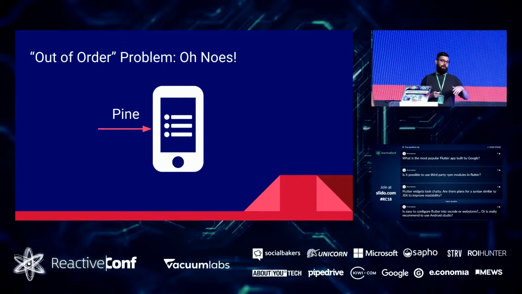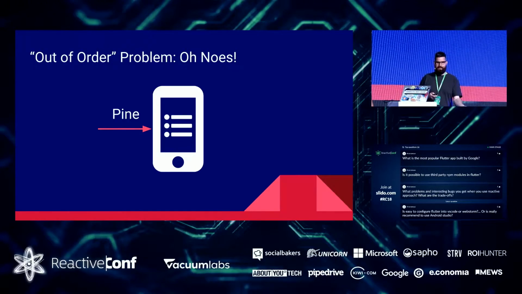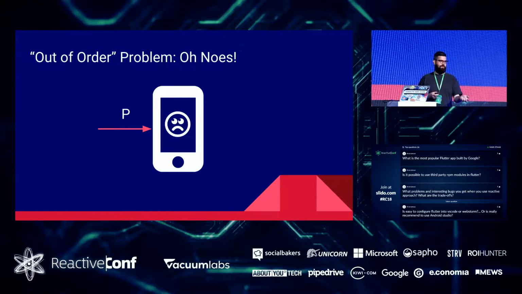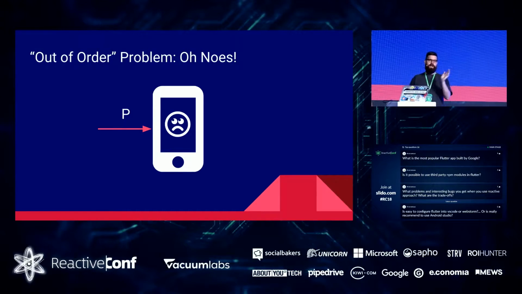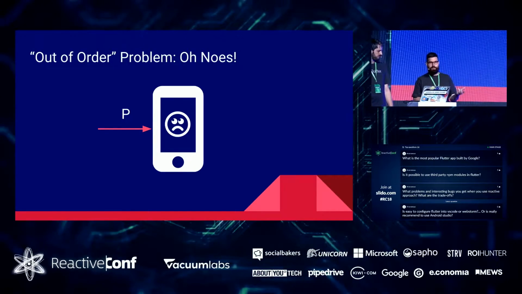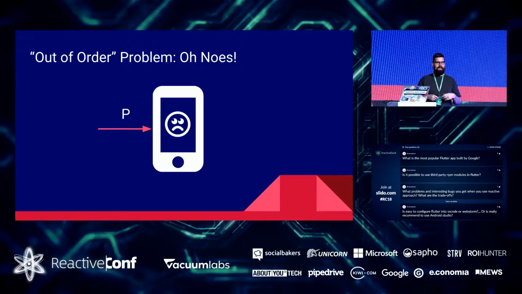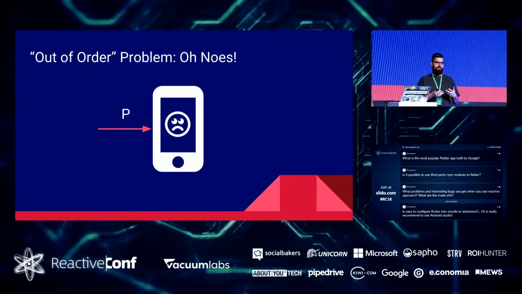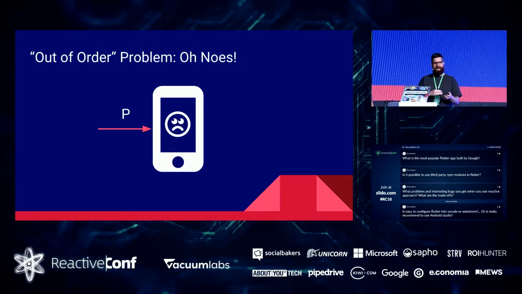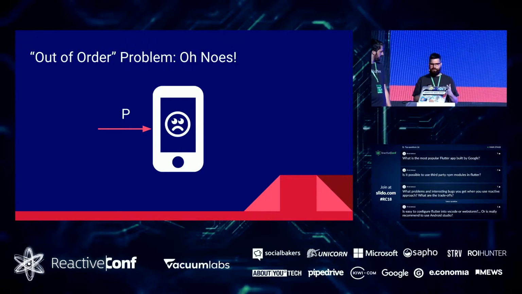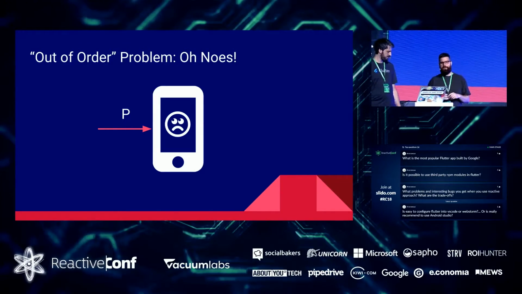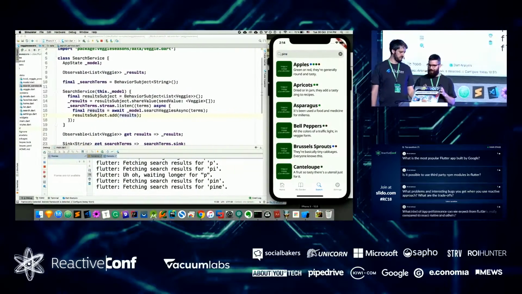So what's happening is that we're actually displaying the results for pine, but then the search results for the letter P come back, and it just wipes out what we had previously. So that's the effect you were seeing on screen. And that's why at first you saw results for the search term pine, and all of a sudden it just got wiped out. And so this is an interesting problem, and I think we've got a solution for it.